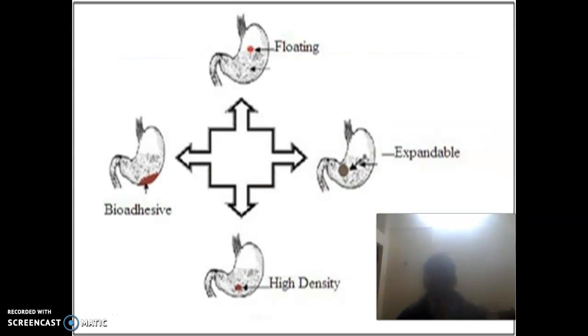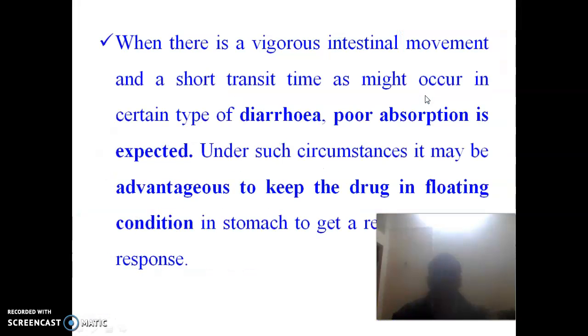Now again, this diagram will help you to understand how it works. First is the floating approach, right? You can see this red dosage form, a tablet we can say, and it floats on the gastric fluid. Second is bioadhesive. Our dosage form will stick on the wall of the stomach. Then third is the high density approach, where the dosage form will settle at this pyloric antrum. And expandable, I will show you how it works.